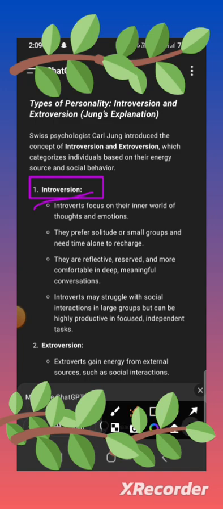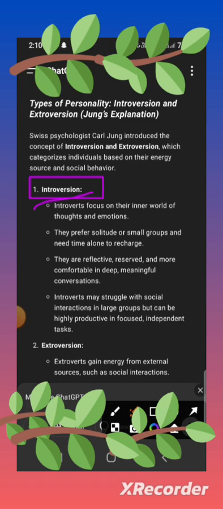Introversion. Introverts focus on their inner world of thoughts, ideas, and emotions. They prefer solitude and need time alone to recharge their energy. They prefer small groups and need time alone to recharge. They enjoy deep, meaningful conversations rather than small talk.